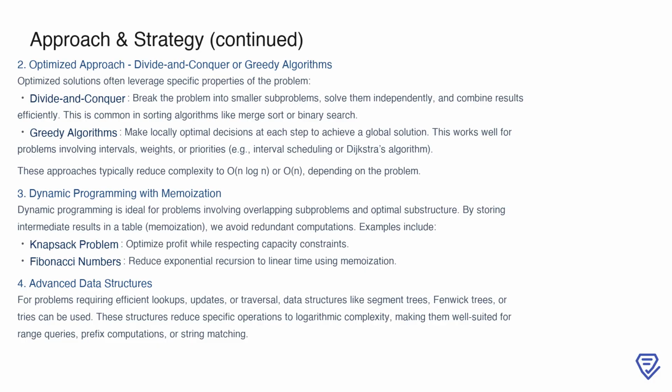Beyond these, dynamic programming with memoization is essential for problems with overlapping subproblems and optimal substructure. By storing intermediate results, we eliminate redundant work and improve efficiency. Classic examples include the knapsack problem and computing Fibonacci numbers. For even more sophisticated cases, advanced data structures like segment trees, Fenwick trees, or tries come into play. These structures allow for highly efficient operations such as range queries, prefix computations, or string matching, often reducing time complexity to logarithmic scales for specific tasks.